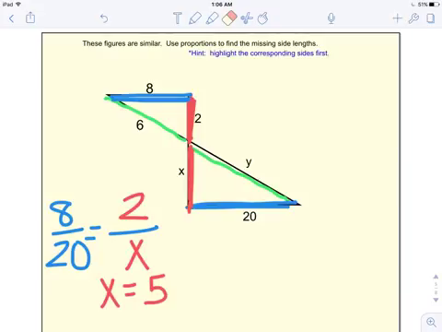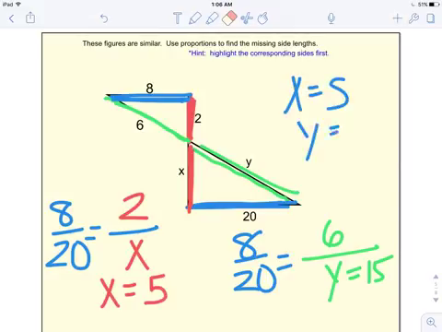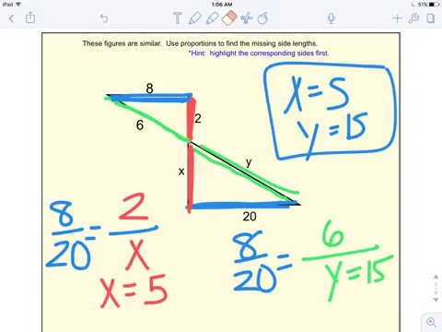Alright, and now we can set up a separate proportion to find our green, our y. Again, I'm starting with my 8 over 20. This time I'm going to set it equal to the green side, so 6 over y. Again, we're using two proportions to solve this problem. So we have 20 times 6 divided by 8, and I have y equals 15. So on this problem, x equals 5, y equals 15, and we are finished.